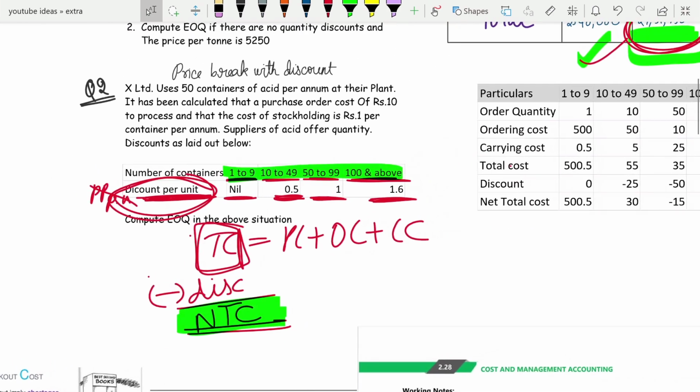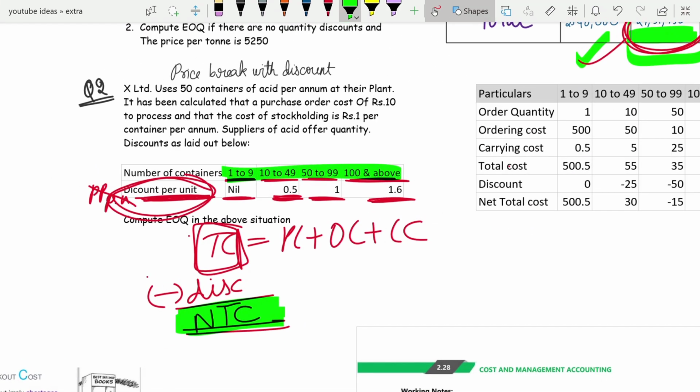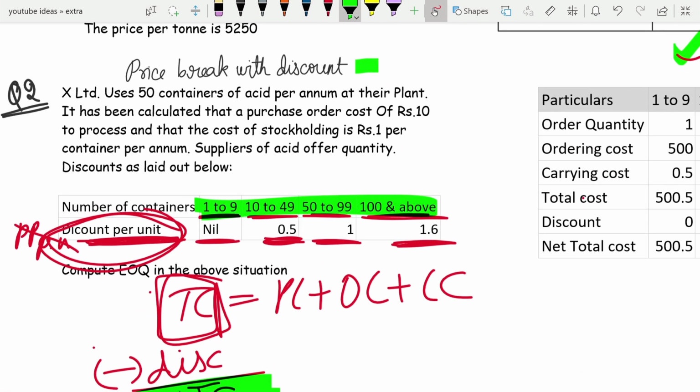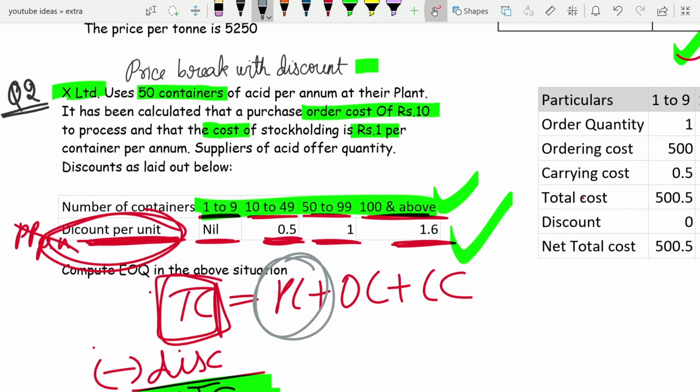Okay, you can see here the question. I'll read the question once. So here they have told you that X Limited is there. The annual demand is 50 containers. Order cost is 10 rupees. Carrying cost is 1 rupee. So carrying cost here they did not give us a percentage; rather they have given it as a number itself, 1 rupee. And then they have given you the ranges and the discount per unit. In this question, one thing you have to note is they have not given you purchase price per unit. So since purchase price per unit is not given, you will ignore this and only find out ordering cost and carrying cost.